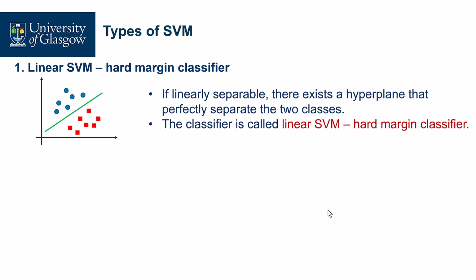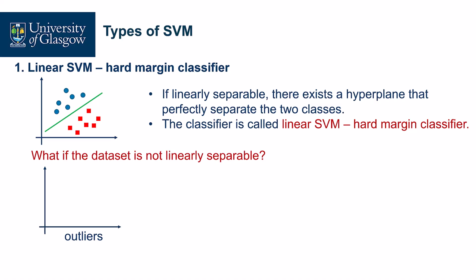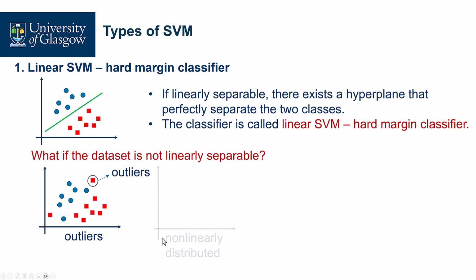So let's see what this data looks like. The first kind, we have some outliers. We can see some data here, some data here. These are outliers. If we separate them by a hyperplane, there will be outliers that are misclassified, right? So this is the first kind.